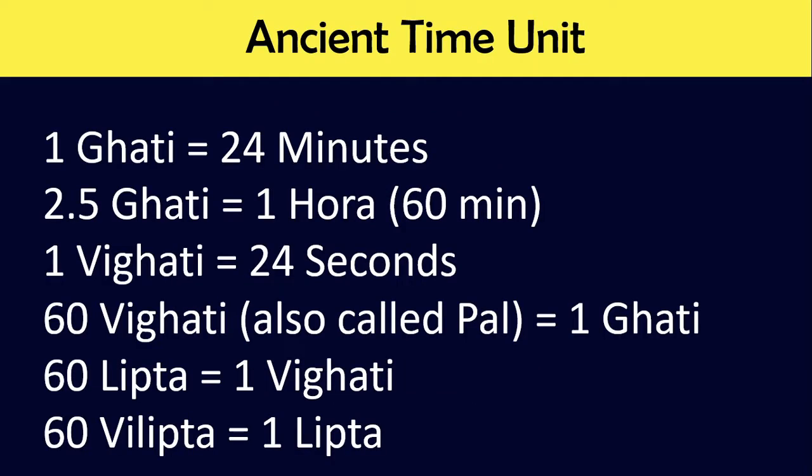Some sign timing. 1 Ghati equals 24 minutes. 2.5 Ghati equals 1 hora or 60 minutes. 1 Vighati equals 24 seconds. 60 Vighati equals 1 Ghati. 60 Lipta equals 1 Vighati. 60 Vilipta equals 1 Lipta.